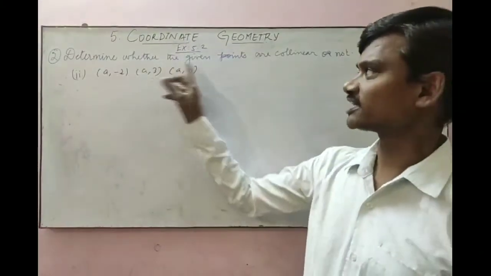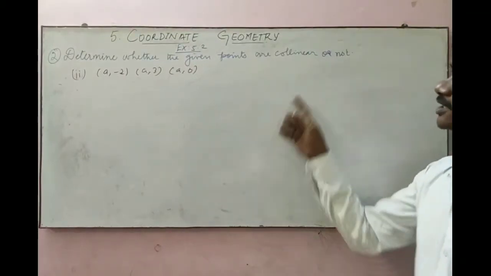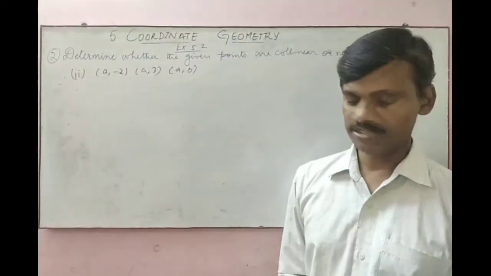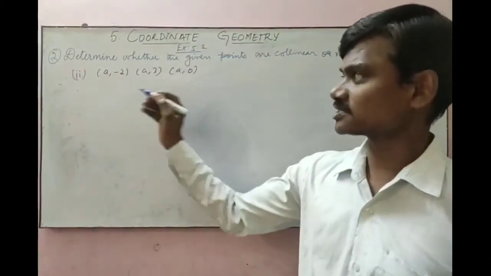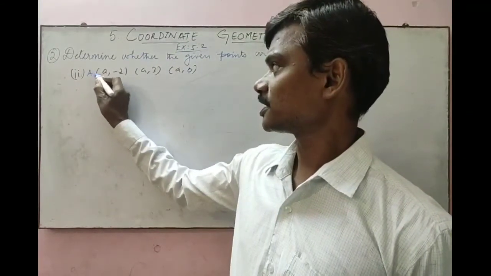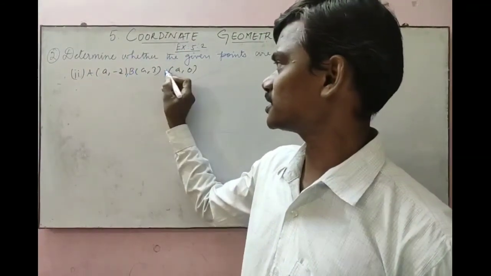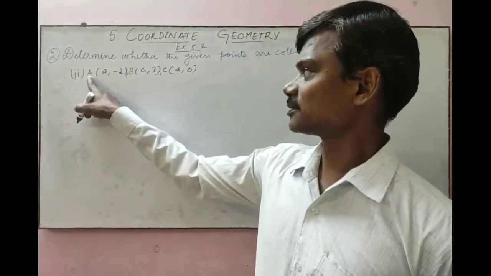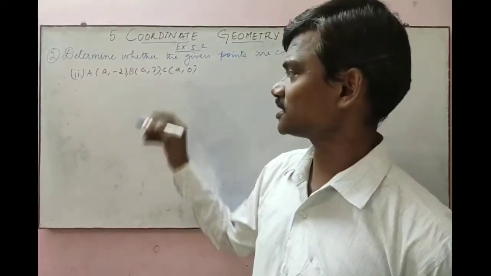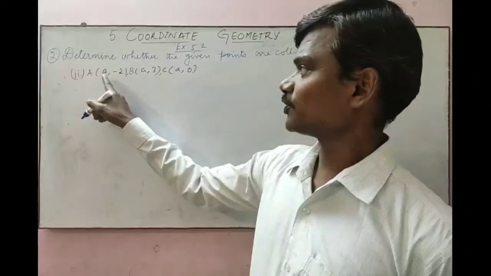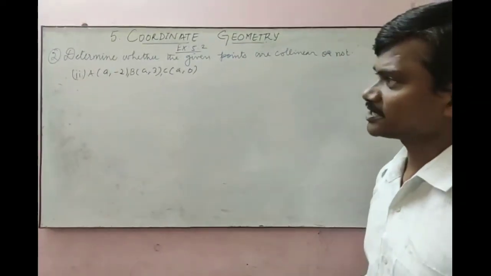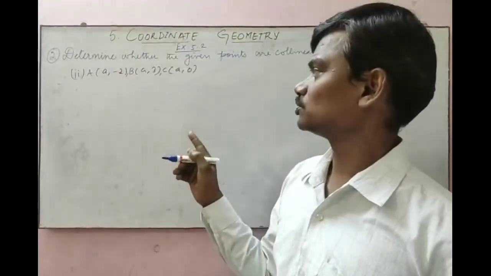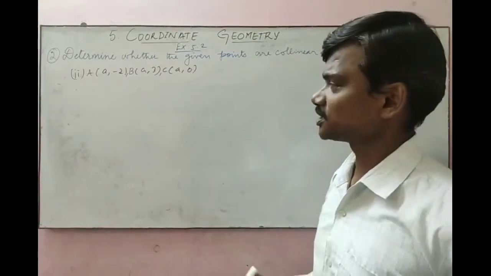The second sum: determine whether the given points are collinear. I already told you what collinear is. Collinear means that 3 or more points lie on the same line. Here we have 3 points. Second subdivision, I am going to name these 3 points as A, B and C. The first sum is homework for you. So first I am naming those 3 points A, B and C. The condition for this is: if you find the distances between the 3 points, AB, BC and AC, the sum of any two distances is equal to the third distance.